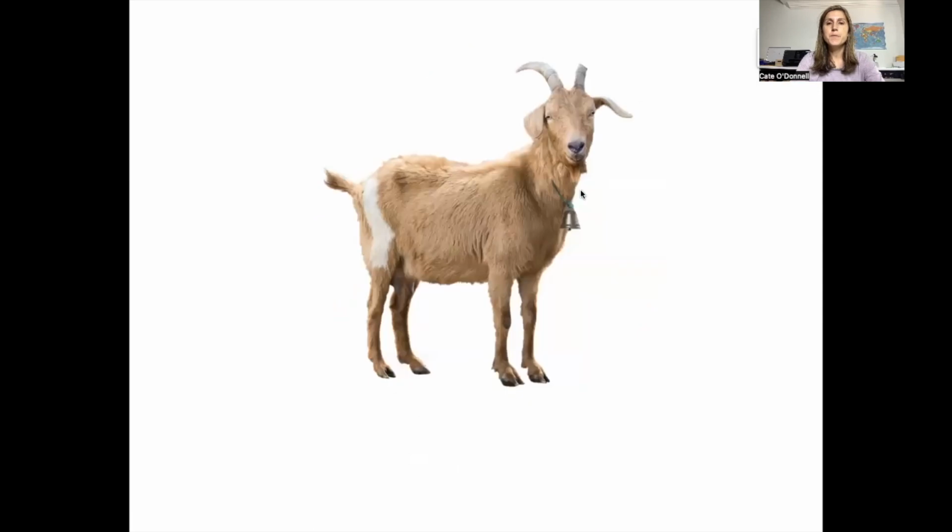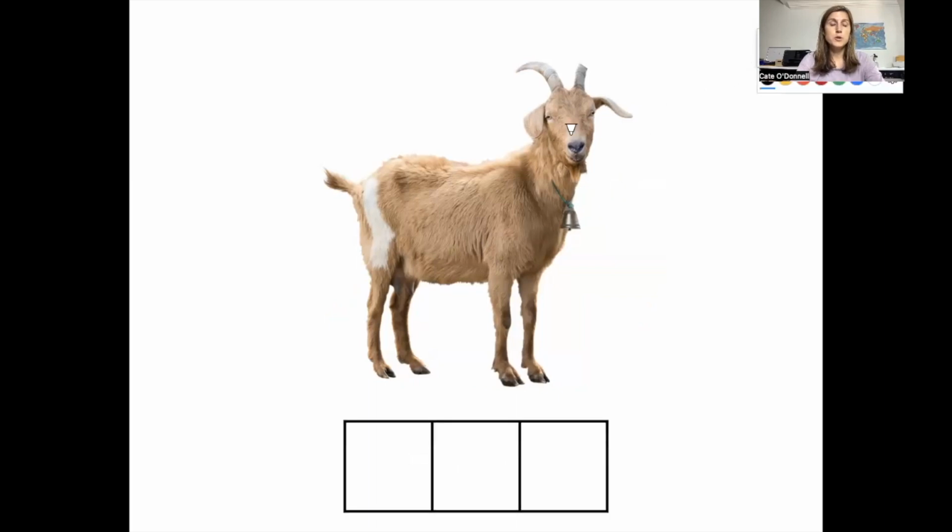Our next word is goat. Goat. How many sounds do you hear in the word goat? There are 3 sounds in the word goat. What's the first sound? G, g. What letter makes the G sound? The letter G. What's the next sound in goat? G, O. O is O-A. And what's the last sound in goat? T. What letter makes the T sound? The letter T. This is how we spell goat.